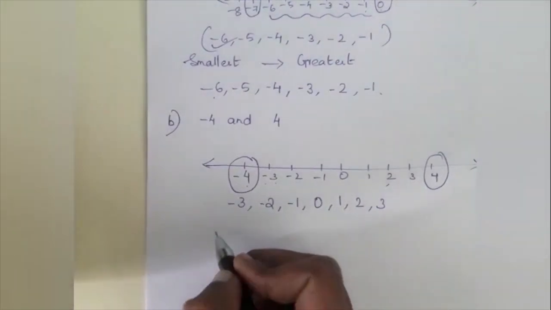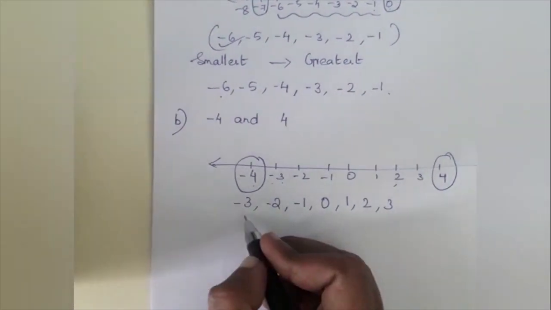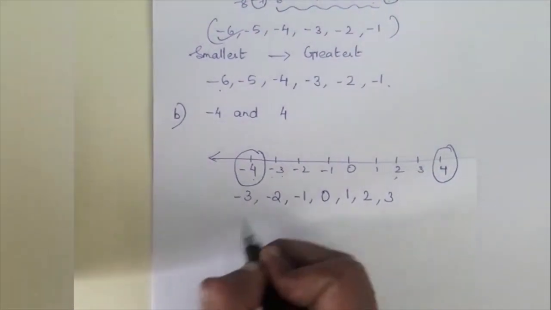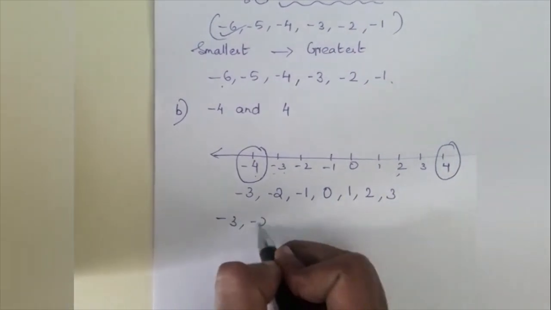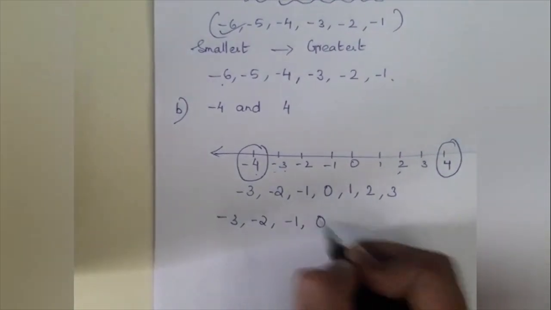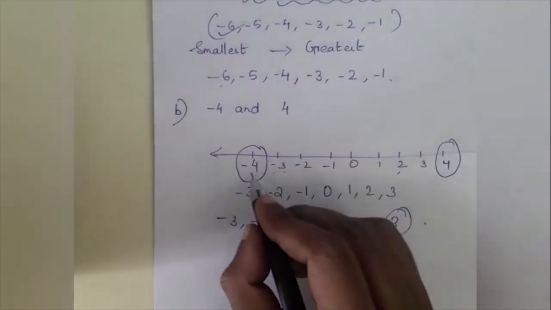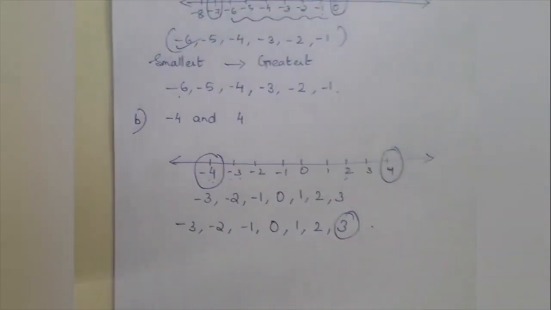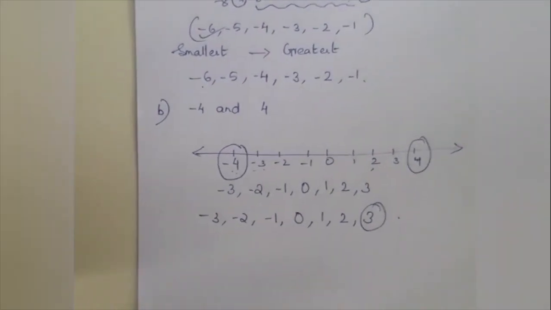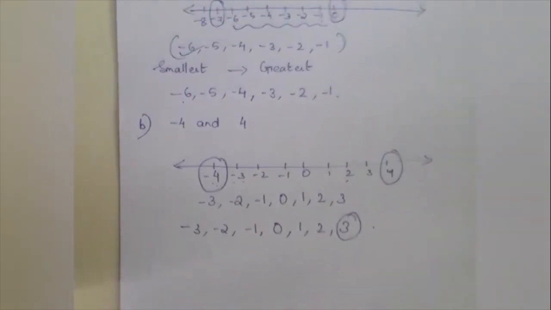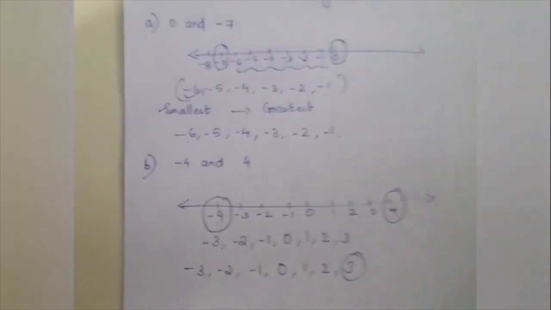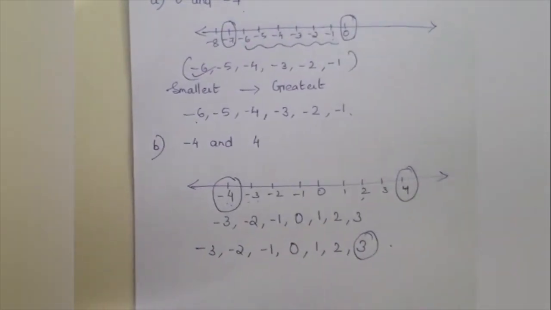So this also you have to write in increasing order. Here it is already written in increasing order: minus 3, minus 2, minus 1, 0, 1, 2 and 3. So here 3 is the greatest number between minus 4 and 4. Okay, so like that 2 more questions are given in your textbook. You can write them easily. I have done only 2 questions. The remaining 2 questions you can do as homework.